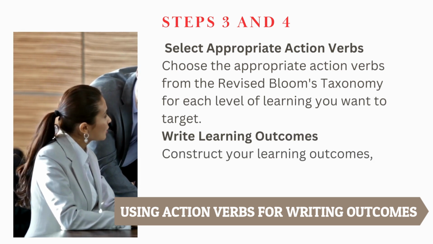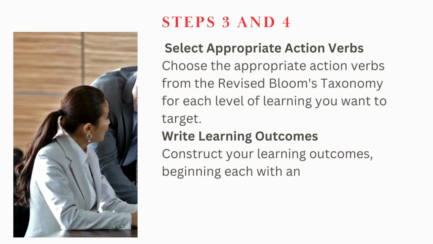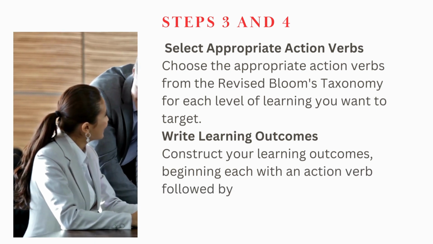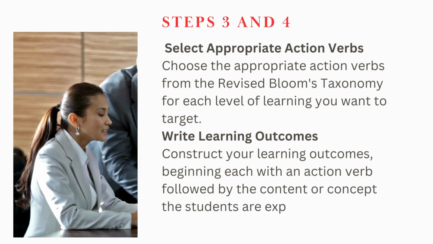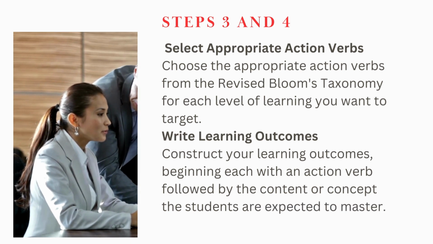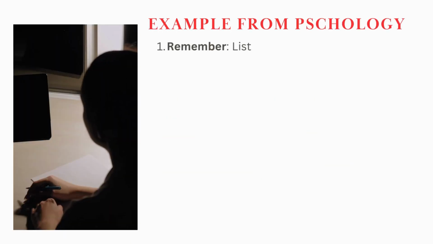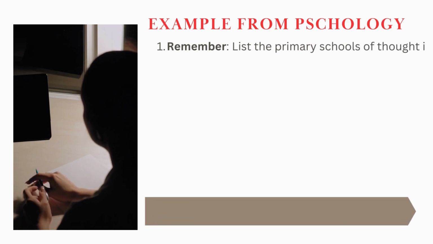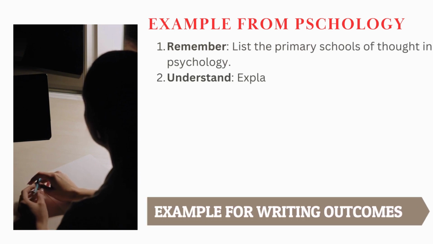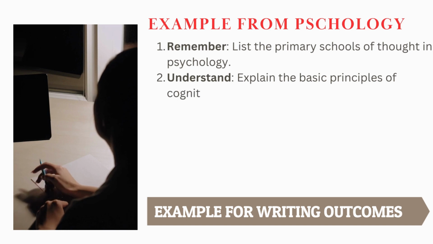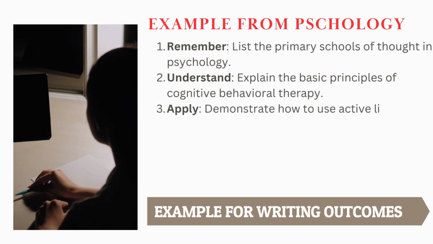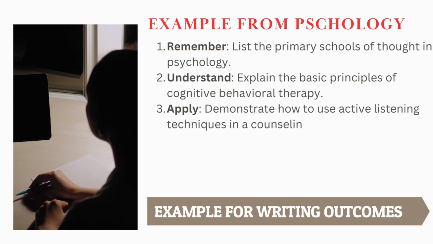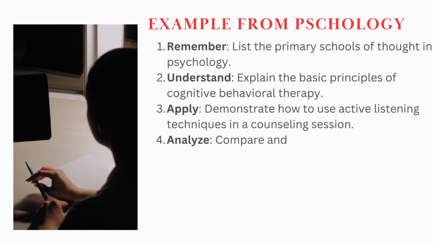Construct your learning outcomes beginning each with an action verb followed by the content or concept that the students are expected to master. Here is an example from the field of psychology. Remember, list the primary schools of thought in psychology. Understand, explain the basic principles of cognitive behavioral therapy. Apply, demonstrate how to use active listening techniques in a counseling session.